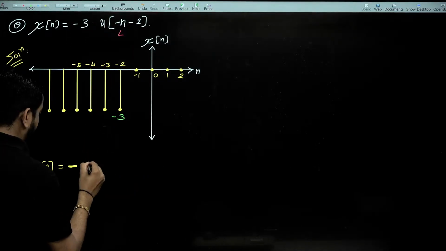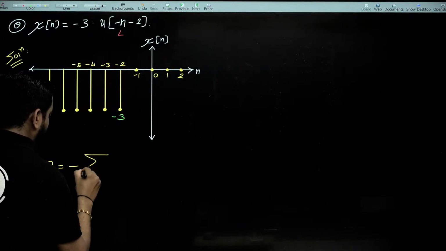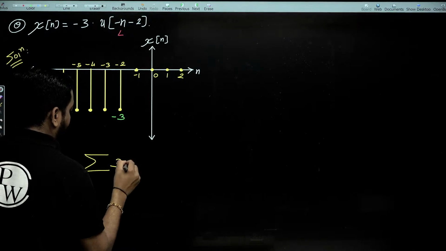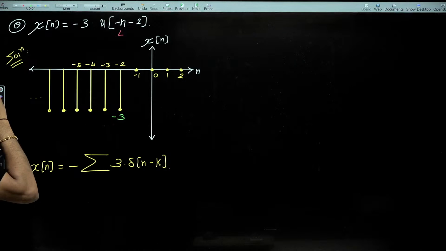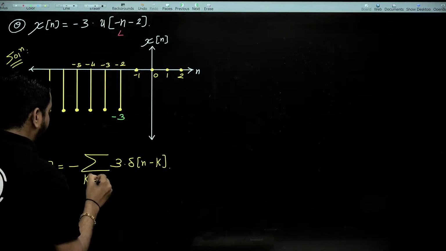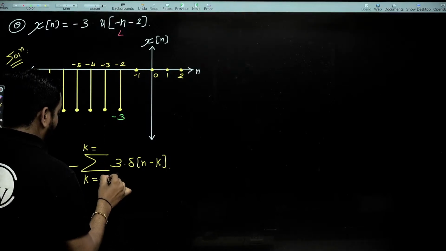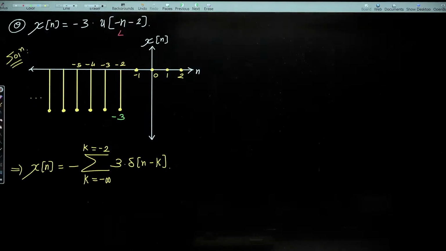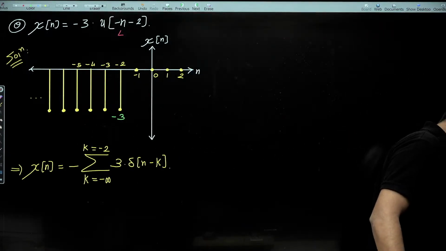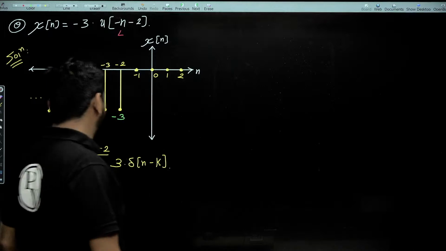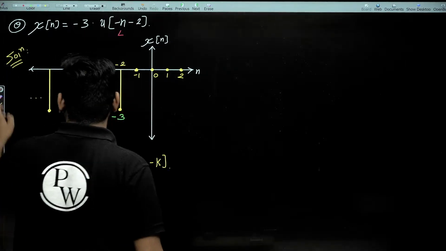So amplitude is negative: minus summation 3 del n minus k, and k is from, tell me, k is from minus infinite to -2. Simple. Clear to each and everyone? Okay, very good guys. So minus infinite to -2.